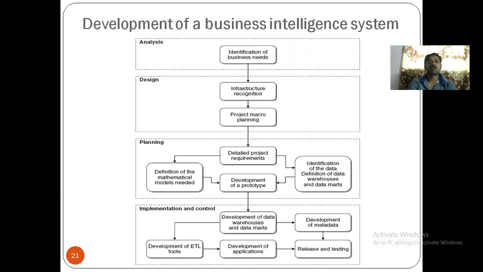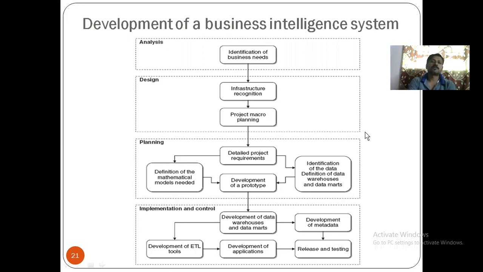In the analysis phase, we identify business needs, what is necessary, what our requirements are. All that data we collect in the analysis phase. In the second phase, the design, the needs which we collected from the customers and identified are all recognized in the infrastructure. We are going for the project's macro planning.